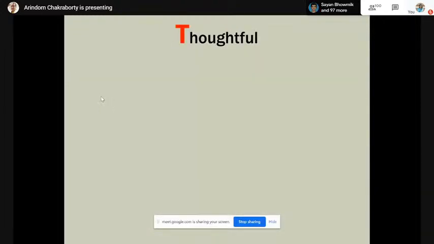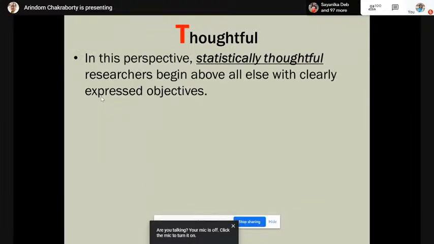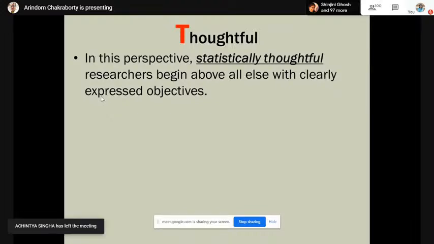Now the second part of the ATOM is thoughtful. In this perspective, we're talking about statistically thoughtful research. By statistically thoughtful, we mean that the researchers begin above all else with clearly expressed objectives. Sometimes it happens that whenever we are dealing with any problem, we just do it for the sake of doing it. So it should not be like this. You should put your thoughts carefully, and you should give it some time before making any sort of analysis.